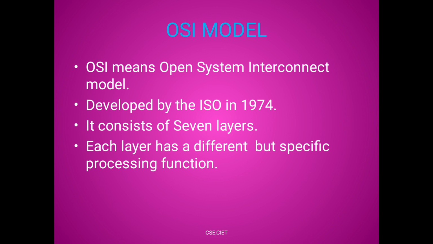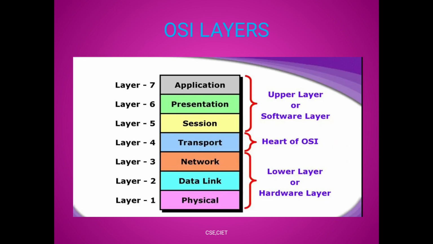It consists of 7 layers. Each layer has a different but specific processing function. Now let us see the diagrammatic representation of the OSI reference model. This is the diagrammatic representation of the OSI reference model. So these are the 7 layers.